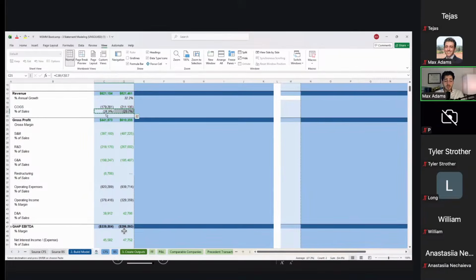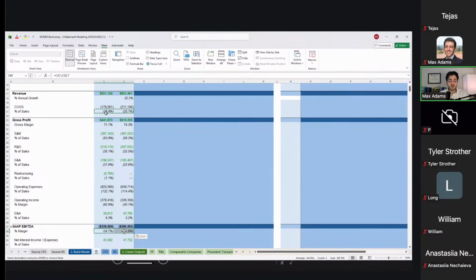And then all I'm going to do is just copy this down. Our gross margin is just gross profit divided by sales. Our S&M margin is just sales and marketing as a percentage of sales. R&D is a percentage of sales. G&A is a percentage of sales. Restructuring is a percentage of sales. Operating expenses is a percentage of sales. Operating income is a percentage of sales. D&A is a percentage of sales.